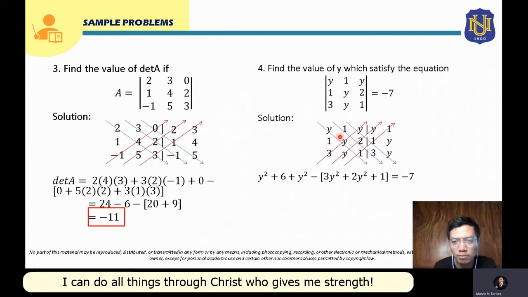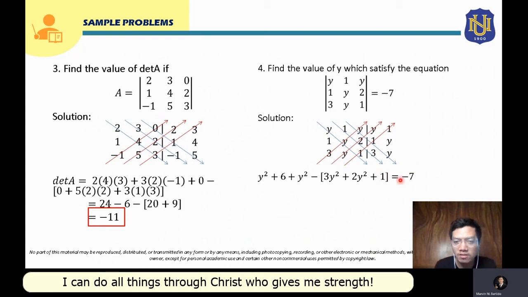So that will be y times 1, that will be y squared, and then 1 times 2 times 3, so that will be 6, and then we have here y times 1 times y, so that will be y squared. Minus, so we start now multiplying the elements in the upward to the right direction, so that will be 3 times y, so that will be 3y squared, and then y times 2 times y, so that will be 2y squared, and then we have here 1 times 1 times 1, so that will be 1, and then we just get their sum. Simplifying this, again, this will be equated to -7.